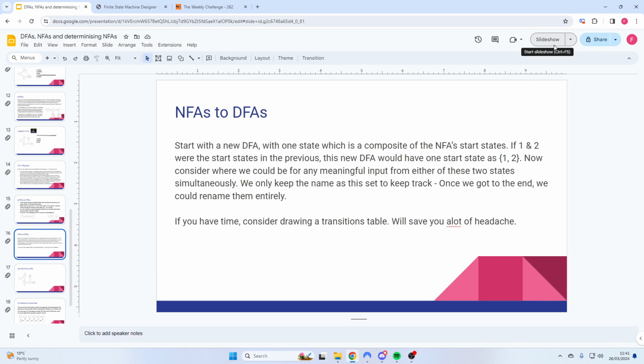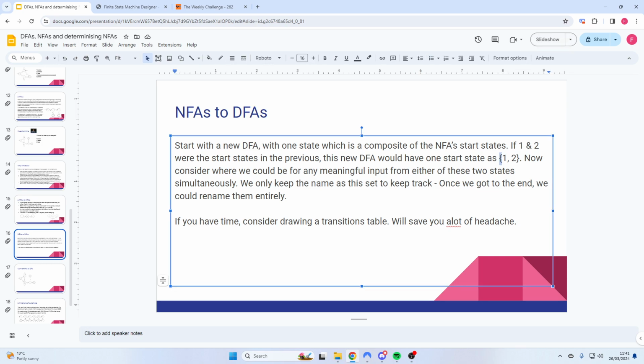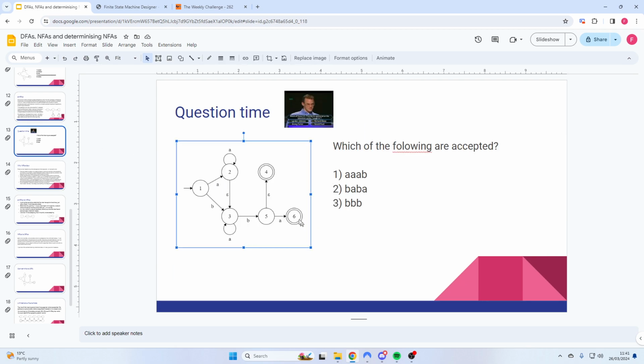And now we need to consider where we could be for any input from either of these two states simultaneously. We keep track of the name of this as curly brackets with all the different states we could be in. Once we get to the end, we can rename them entirely, and the logic would still be the same. So let's convert this NFA together.